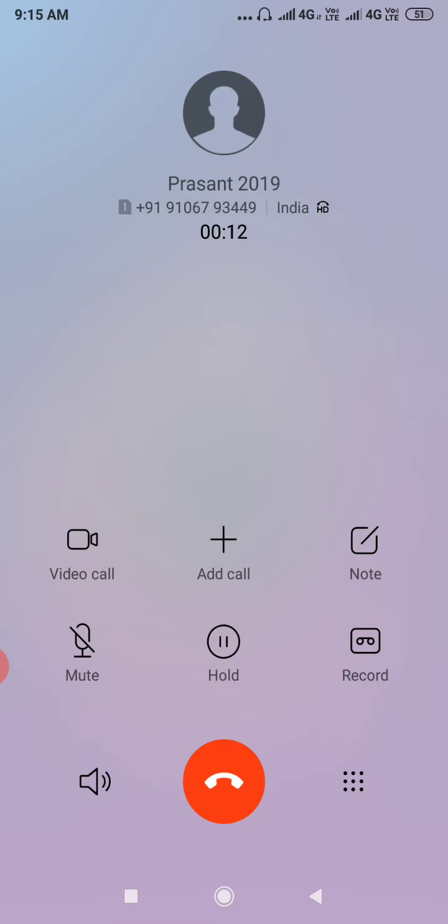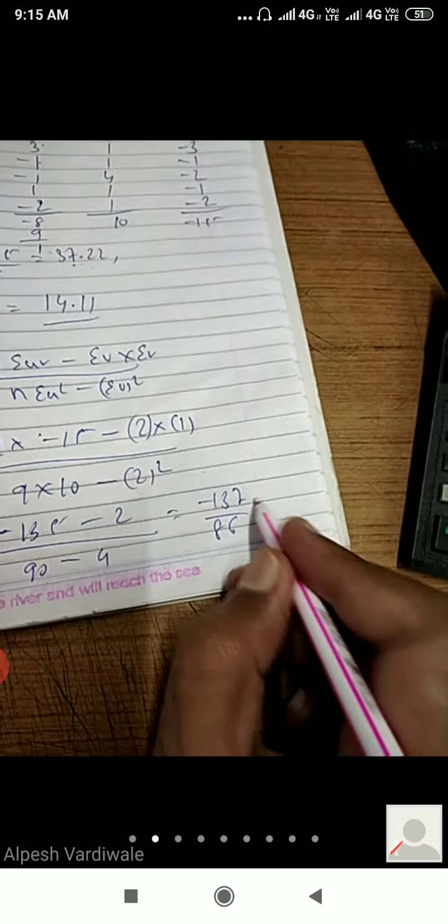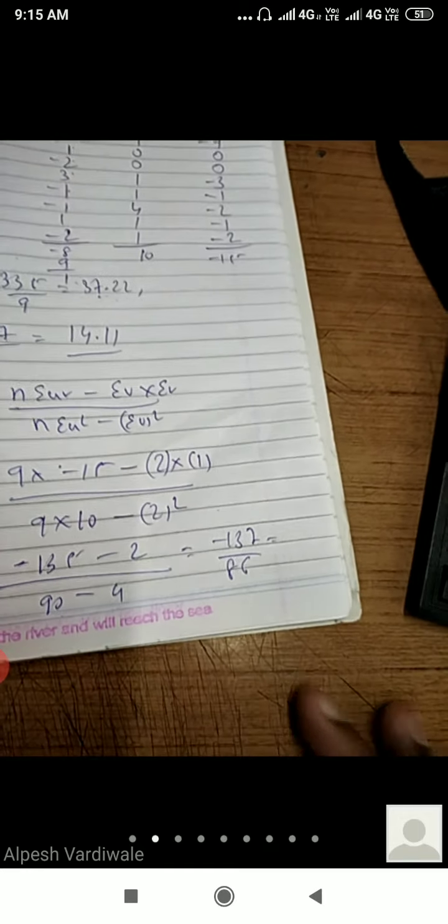So here, that is 137 divided by 86. Okay. What is the value here? Okay, so minus 1.59. The value is minus 1.59. That is the value of b. Okay. Now the value of a.